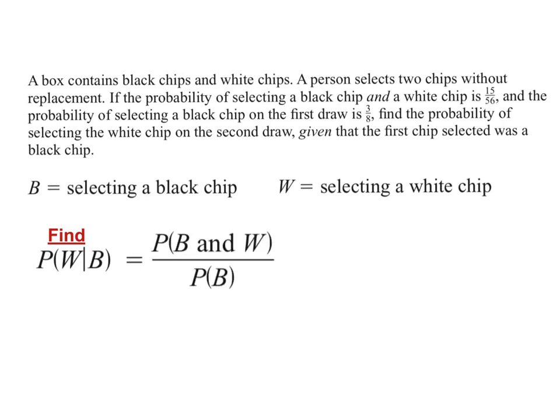Okay, so the formula says that's just going to be the probability of a black and white divided by the probability of a black. Okay, that's what the formula says. These are dependent events, just working on finding the second event. So what's the probability of a black and a white? 15 out of 56. What's the probability of black? 3/8. Now, one thing to consider, especially when we start working with fractions like this, is that this giant fraction means the probability of a black and white divided by the probability of a black.